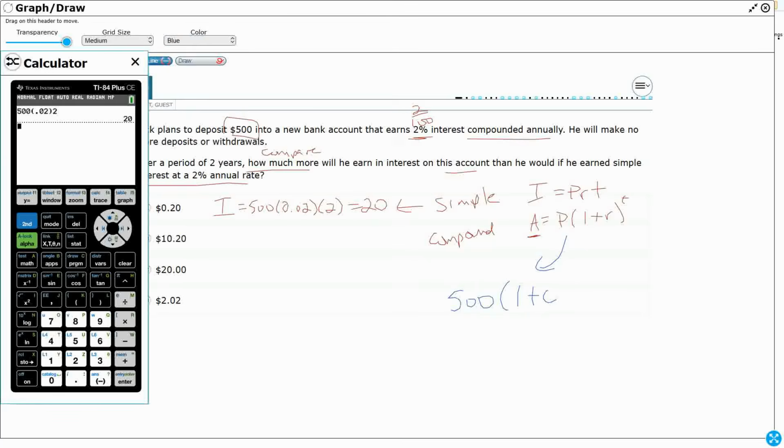1 plus my rate, 0.02. And then I'm going to raise it to the second power. All right, so let's do this. 500, I'm going to just go ahead and do 1.02. And then I'm going to raise it. So I'm going to use, to the second power.